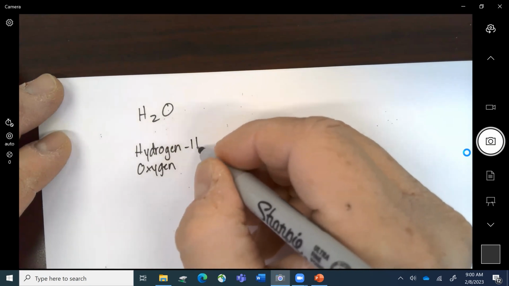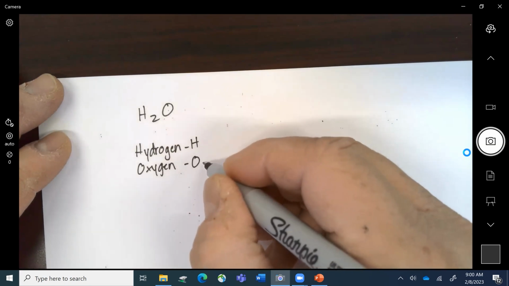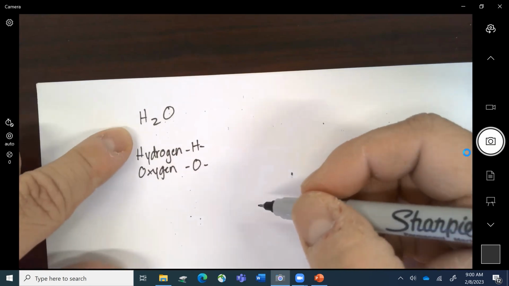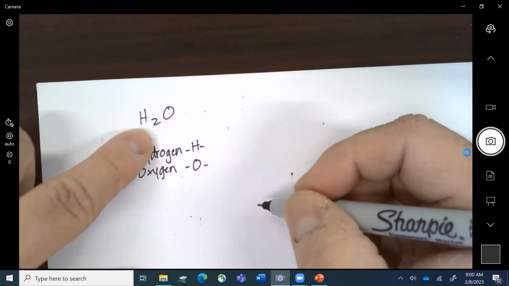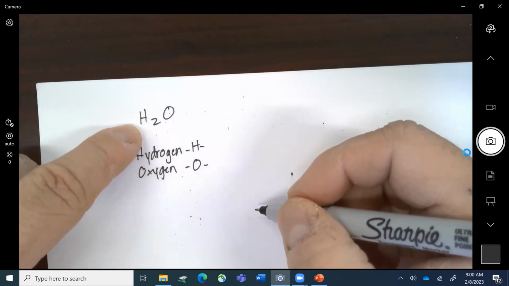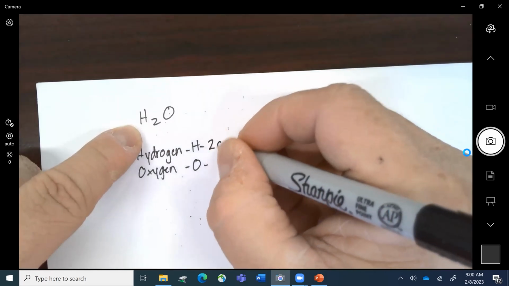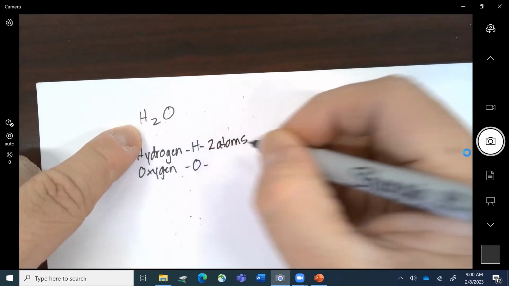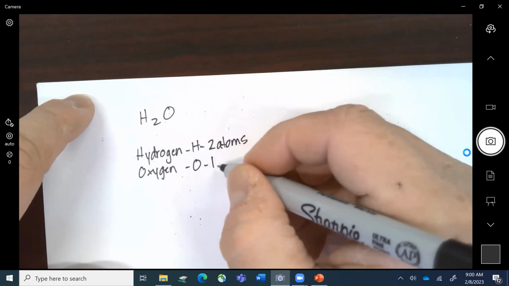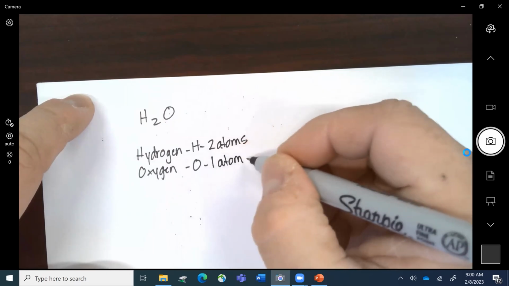So we can put the abbreviations like this. Now, how many of each of these do we have? So I have 1, 2. That subscript tells me I have 2 of the thing before it, so I have 2 atoms of hydrogen and 1 atom of oxygen.